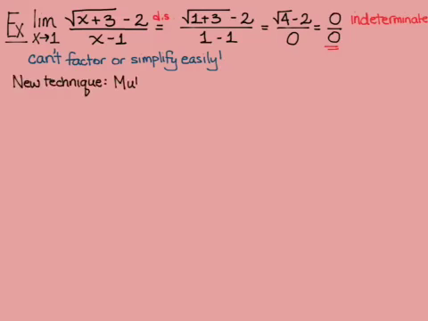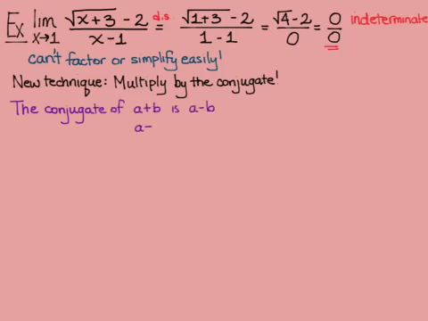So we have a new technique called multiplying by the conjugate. In case you haven't seen it before, the conjugate of a plus b is a minus b, and the conjugate of a minus b is a plus b. So the conjugate mainly involves changing the sign that appears in the middle.